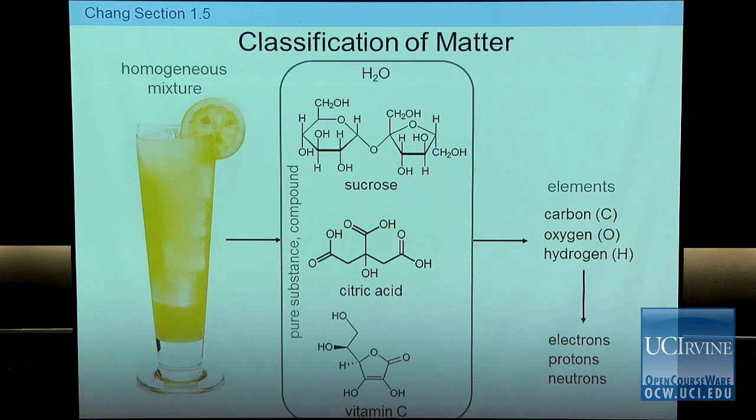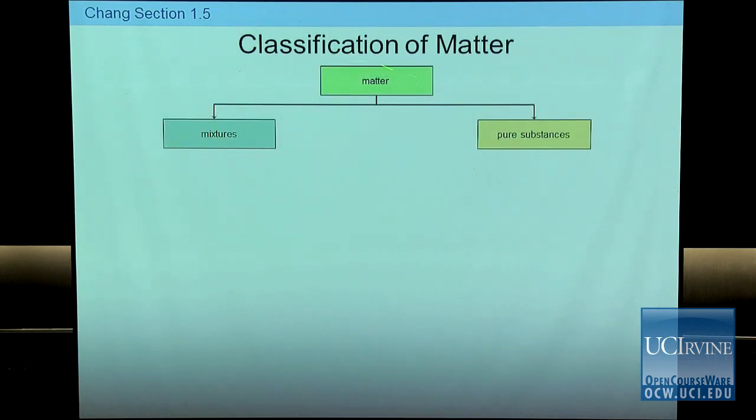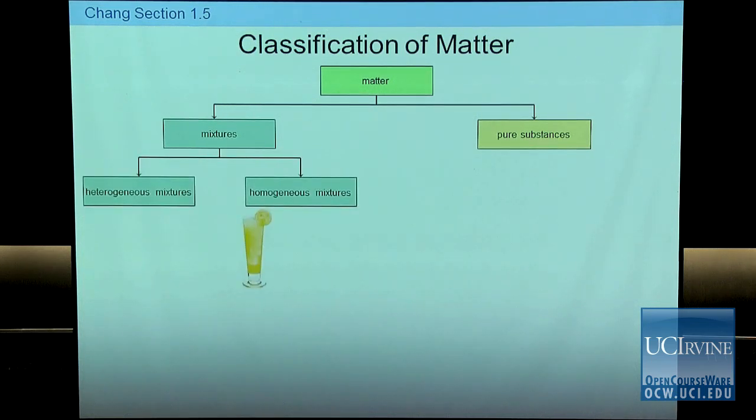Elements are composed of atoms, and atoms are composed of electrons, protons, and neutrons. So let me classify this, or put this into a different scheme, which is a little bit easier to understand. Okay, so I have matter here. I can separate matter roughly into mixtures, things that are mixed, and things that are pure substances. So let me first look at the mixtures.